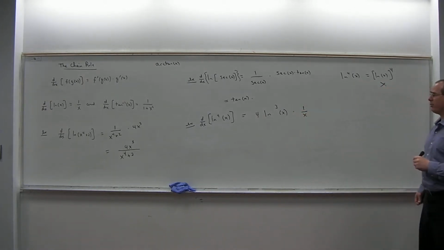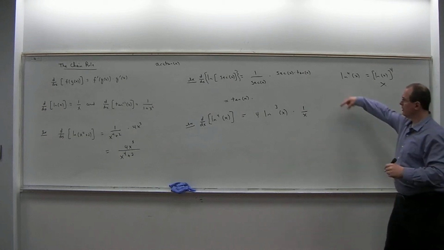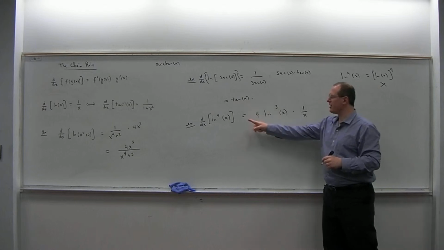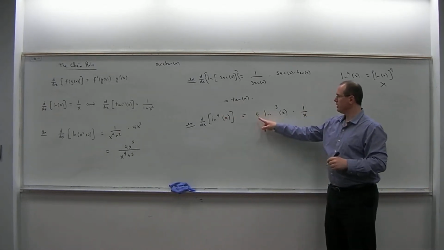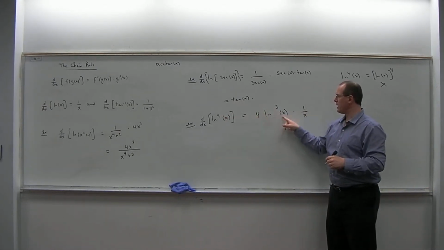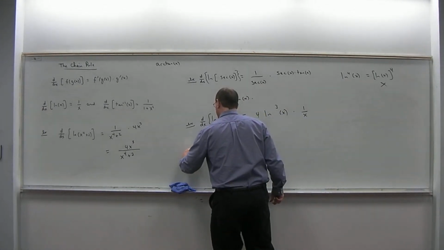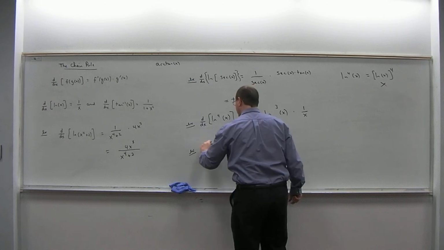So in that example, we had the logarithm on the inside. So the derivative of the inside was 1 over x. The outside function was the fourth power function. So the derivative would be 4 log x to the third power. Okay, and one more example, this one involving the inverse tangent function.